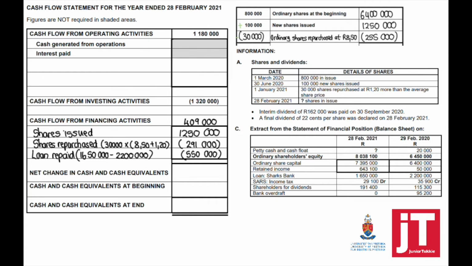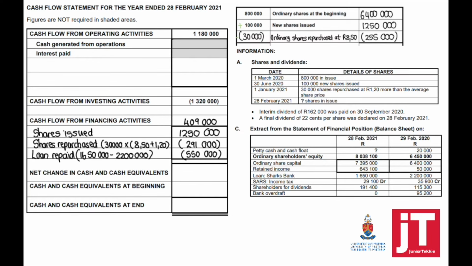If we focus now on the cash flow from the operating activities, cash generated from operations and interest paid was not required. So what else does this consist out of? This is very important that you understand your formats. Know exactly what goes where. The operating activity consists also out of dividends paid and tax paid. So now we're going to look at dividends paid.